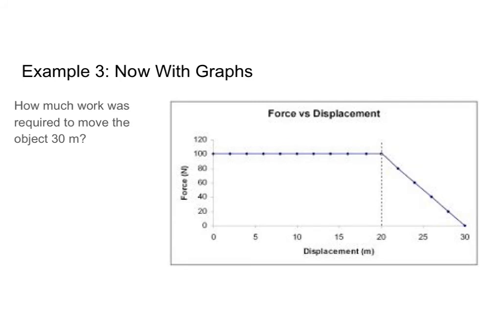Finally, I want to give a third example, this one using graphs. In this example, we're going to figure out how much work is required to move the object 30 meters. And to do this, what we're going to look at is our equation. Force times distance is equal to work. So we know that the area of a rectangle here is given by base times height. And in this case, our base is displacement and our height is force. Therefore, the area under my graph is equal to work. And I'm going to write that in all caps and in all red.